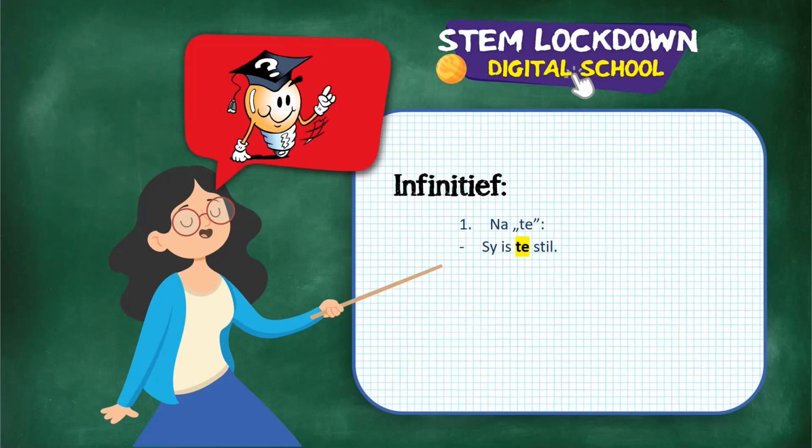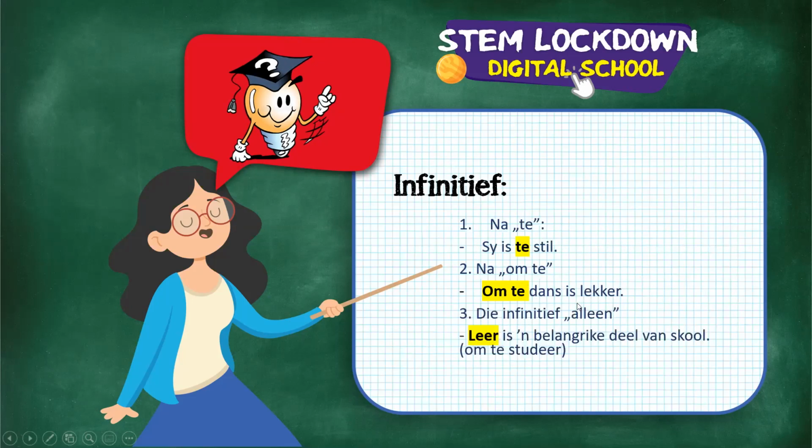All right. So it's a word that comes na te, sy is still. So in the sentence there is the werkwoord, and the word te, which is the infinitive, is behind the verb. Next one, na om te dance. Dance is then my verb. Te can stand in front of it as well, is lekker. All right, die infinitive alleen, so it can stand alone. Leer is 'n belangrike deel van skool, so then leer is an infinitive there.